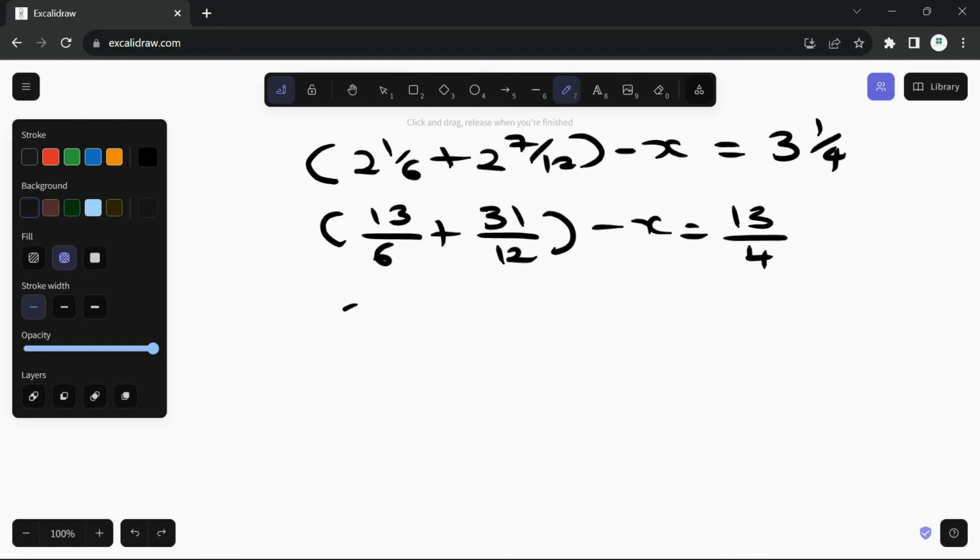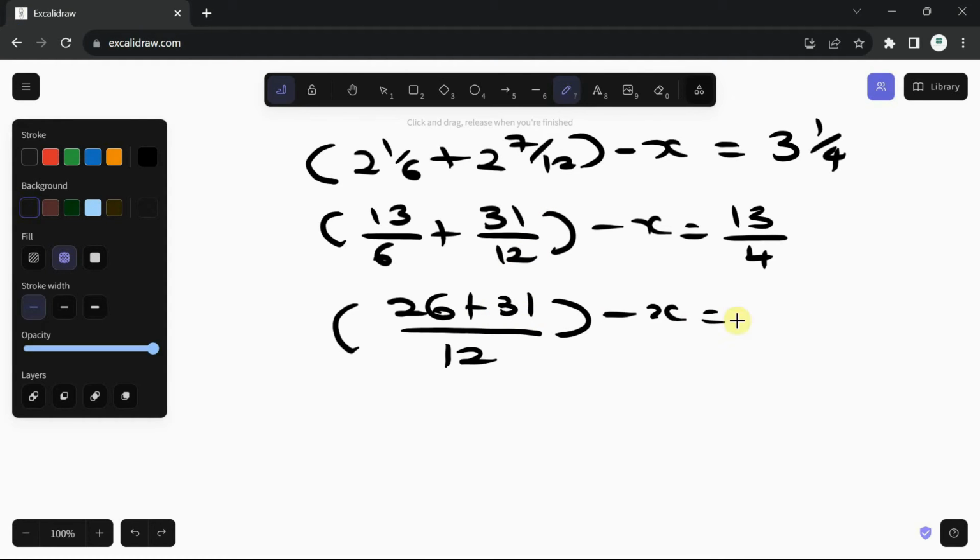So the LCM of these two is definitely going to be what? Great, 12, right? That's the LCM. So 12 divided by 6 is 2, 2 times 13 is 26, plus 12 divided by 12 is 1, 1 times 31 is 31. Right, so minus x is equal to 13 over 4. So 26 plus 31 is going to give me what? 57. So 57 over 12 minus x is equal to 13 over 4.